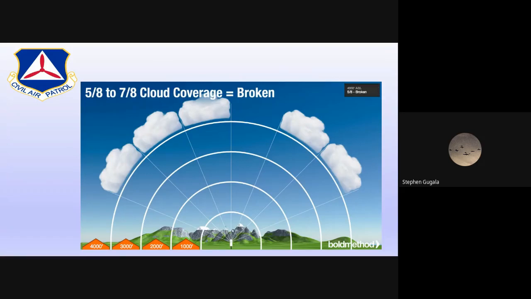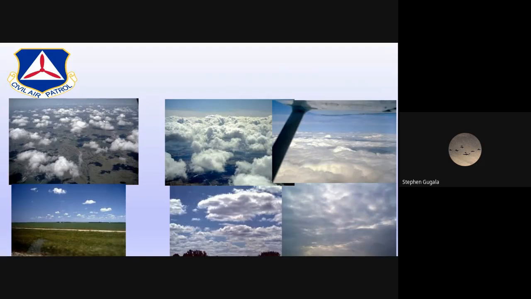From a technical aspect, a ceiling does not occur. You do not have a ceiling until you have a cloud cover defined as a broken layer or worse. A broken layer is deemed when you have 5/8 cloud coverage all the way up to 7/8. Anything after that is overcast and just as much a ceiling. But less than that, something like a scattered layer or few clouds is not a ceiling.